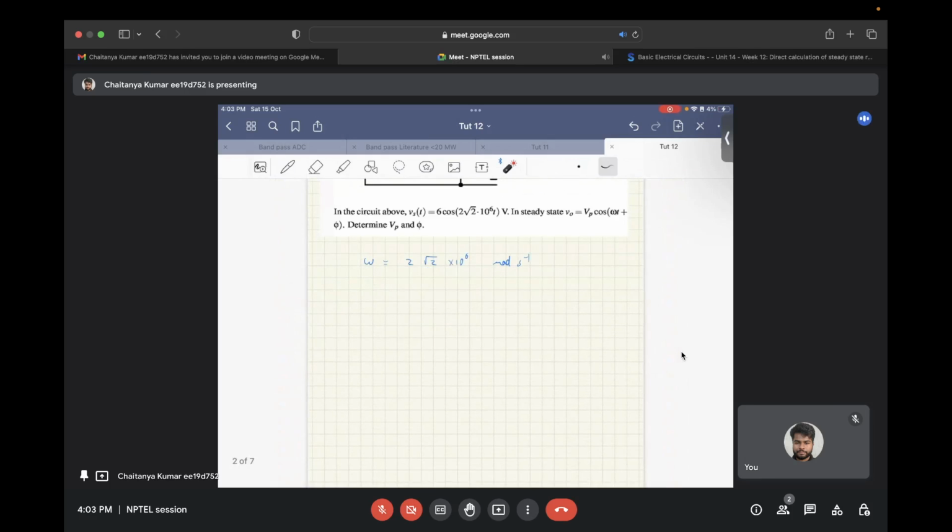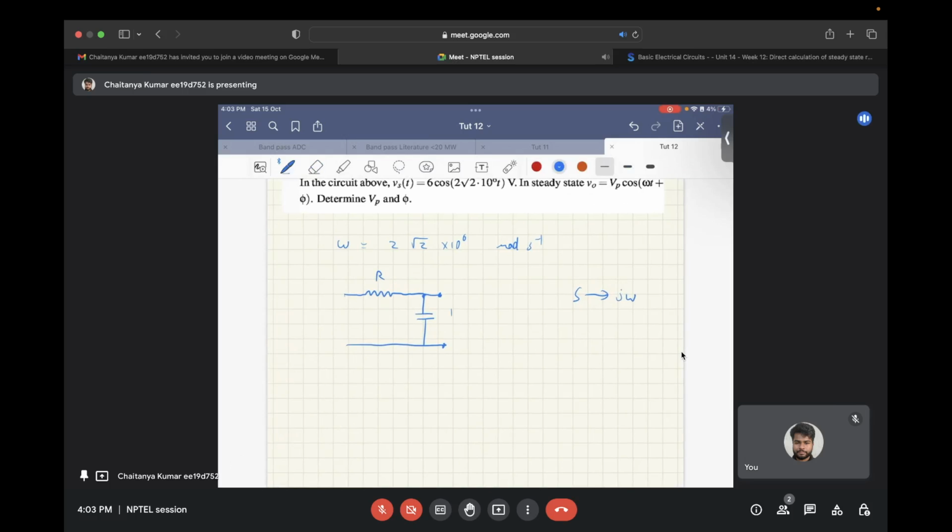Now we know that in steady state, when the circuit has reached steady state, the Laplace domain can be replaced by the frequency domain, that is S can be replaced by j omega. And due to that, what we have over here is a 1 kilo ohm resistance R, and we have capacitance as 1 upon j omega c, and we have Vs.